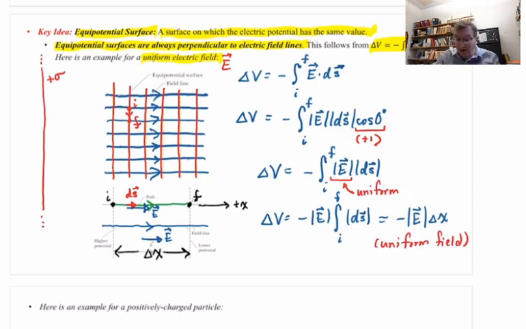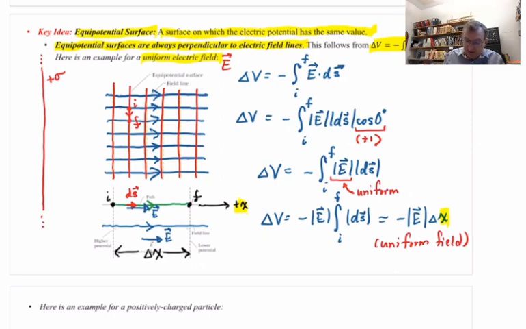Now it's got to be the displacement component, in this case it happens to be delta x, along the direction of the field. That make sense? Okay. Only that displacement component along the direction of the field. That's why we picked the path the way we did. Go straight along the field. It makes the integral easy.